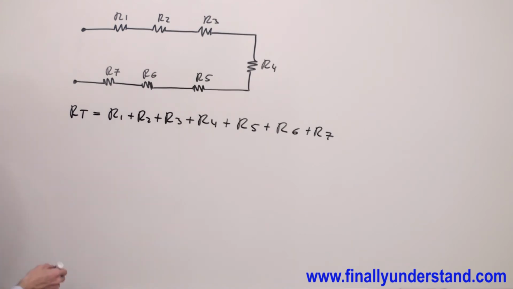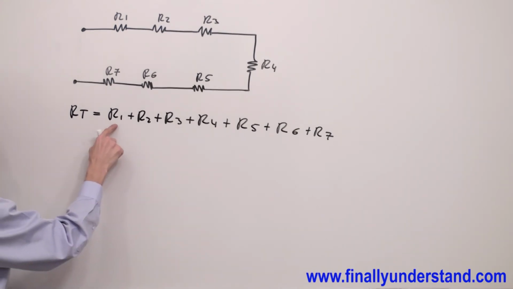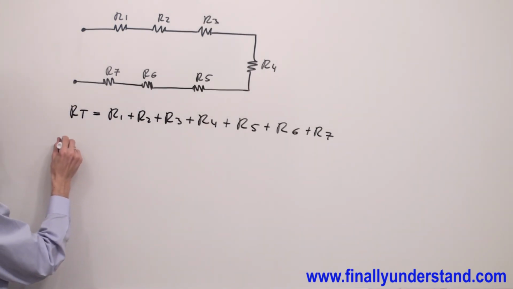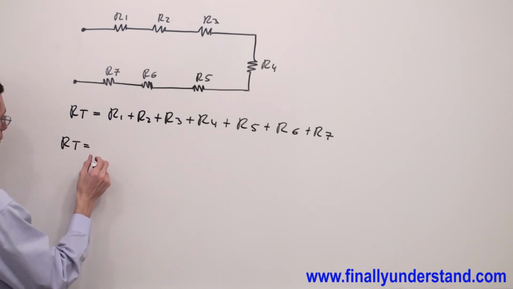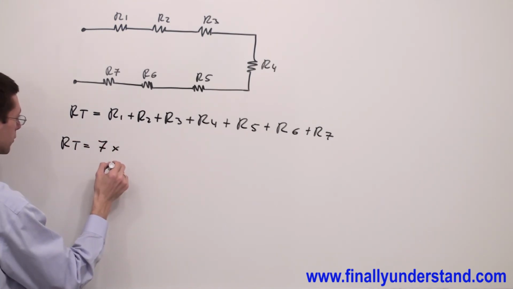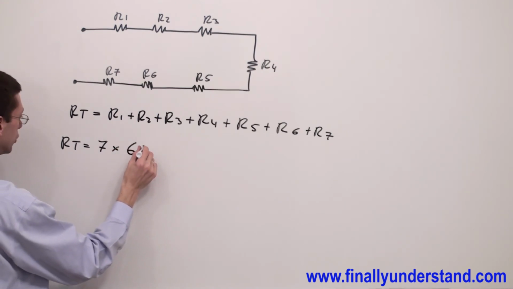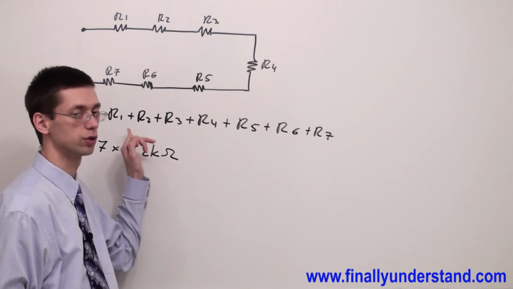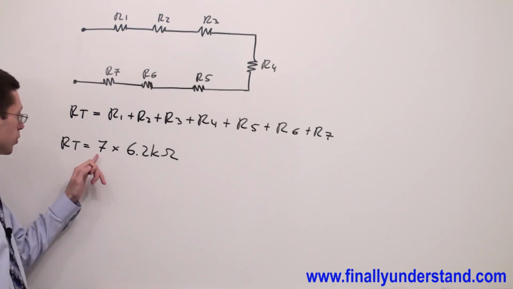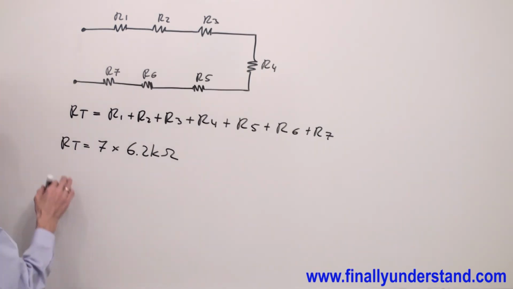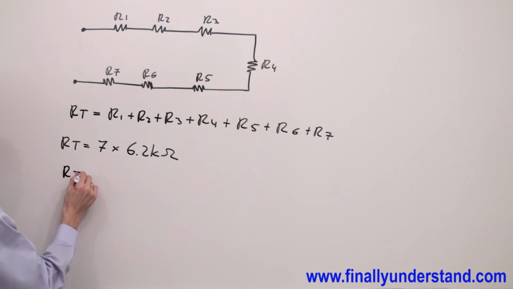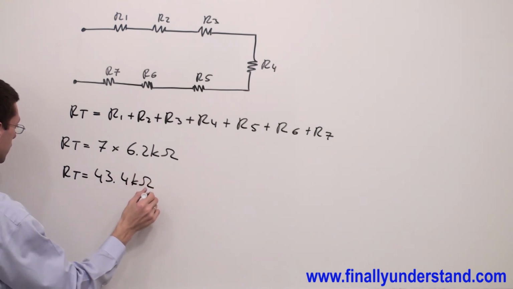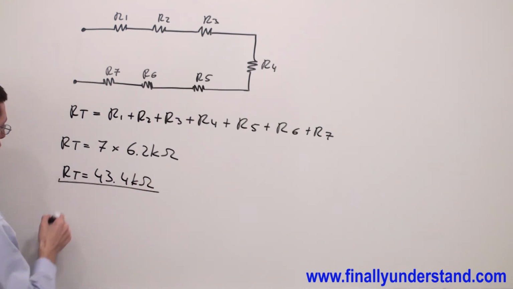But the problem says that all these resistance values are the same. That's why I'm going to simply write R total is equal to 7 times 6.2 kilo ohms. Instead of entering 6.2 kilo ohms into the formula so many times, I'm going to simply multiply 7 times 6.2 kilo ohms and I'm going to get my R total. R total in this case is going to be equal to 43.4 kilo ohms. This is the solution to my problem.